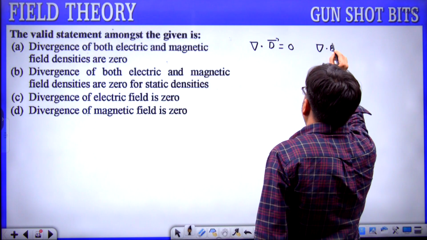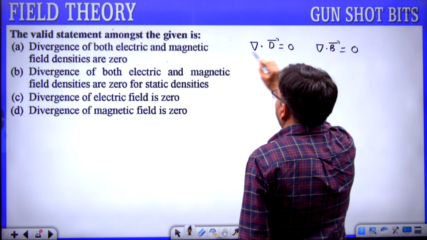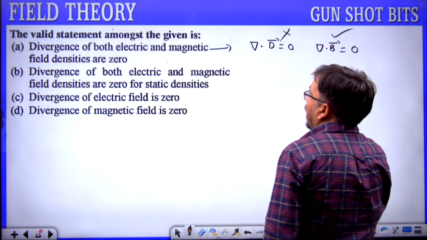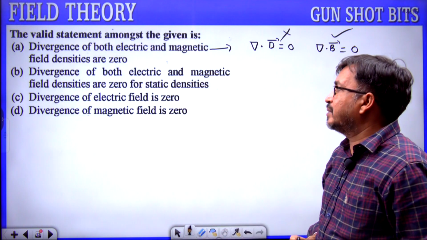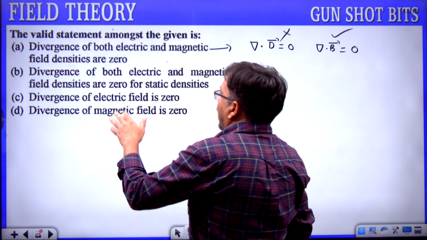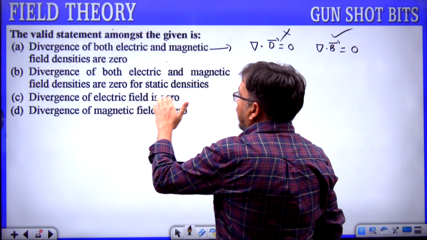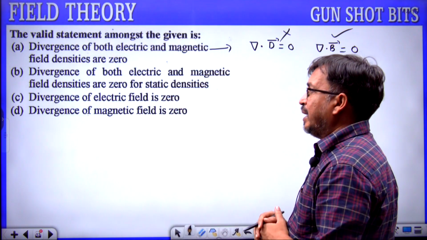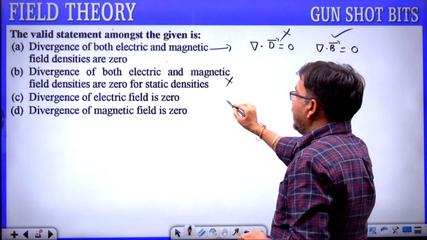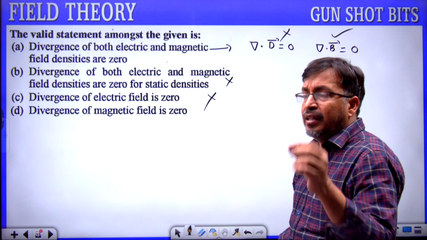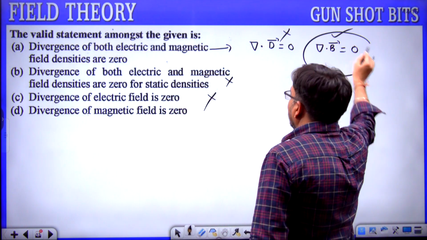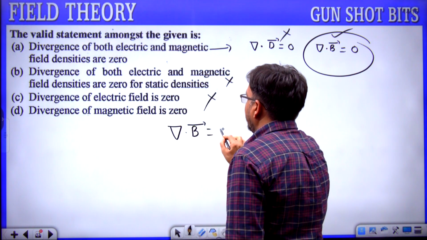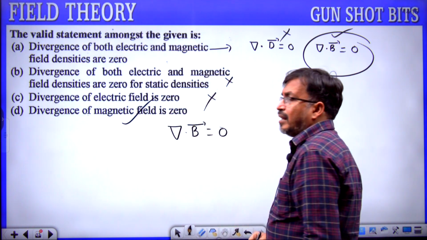This is the statement I am writing mathematically, but here divergence of B equal to 0 is correct, while divergence of D is not equal to 0, hence option A is wrong. Next, divergence of both electric and magnetic flux density are 0 for static densities. That is also not correct. Divergence of electric field is 0, that is also not correct. Hence, the correct answer is: divergence of magnetic field is 0, del dot B equals 0. Option 4 is the correct answer.